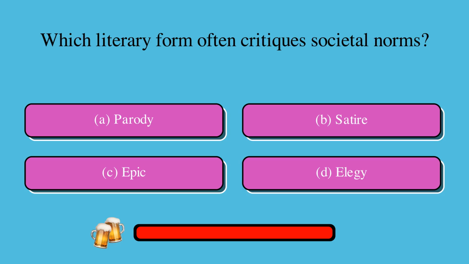Which literary form often critiques societal norms? Is it A, parody, B, satire, C, epic, or D, elegy? The correct answer is B, satire.